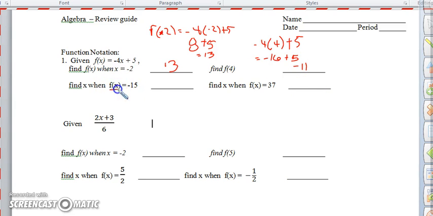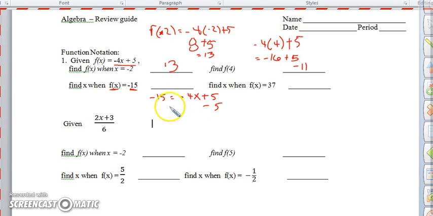Now ones like this, we actually have f of x equals negative 15. Well, f of x up here equals this, and if it also equals this, negative 15, then we can set these two equal to each other. So we say negative 15 equals f of x equals this, it also equals this, negative 4x plus 5. Then start solving for x.